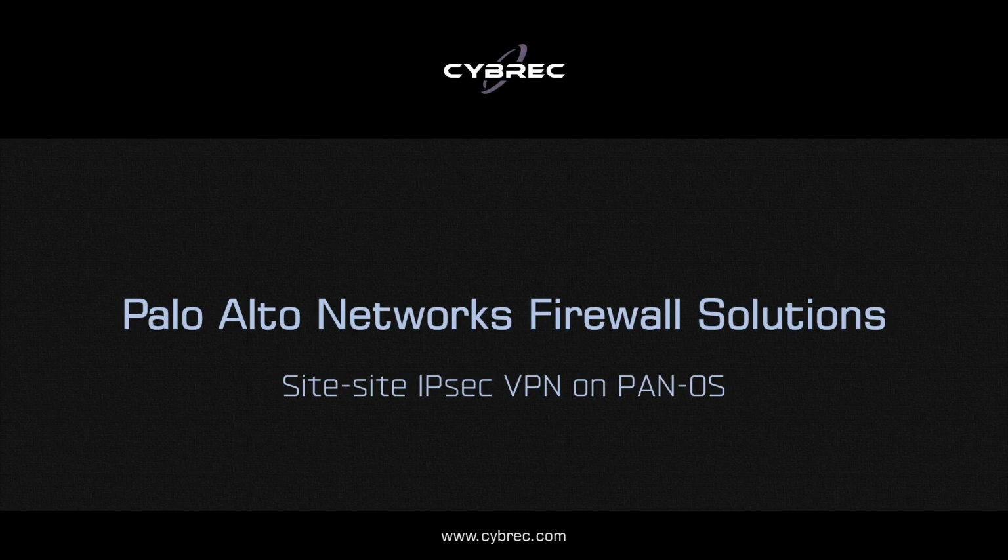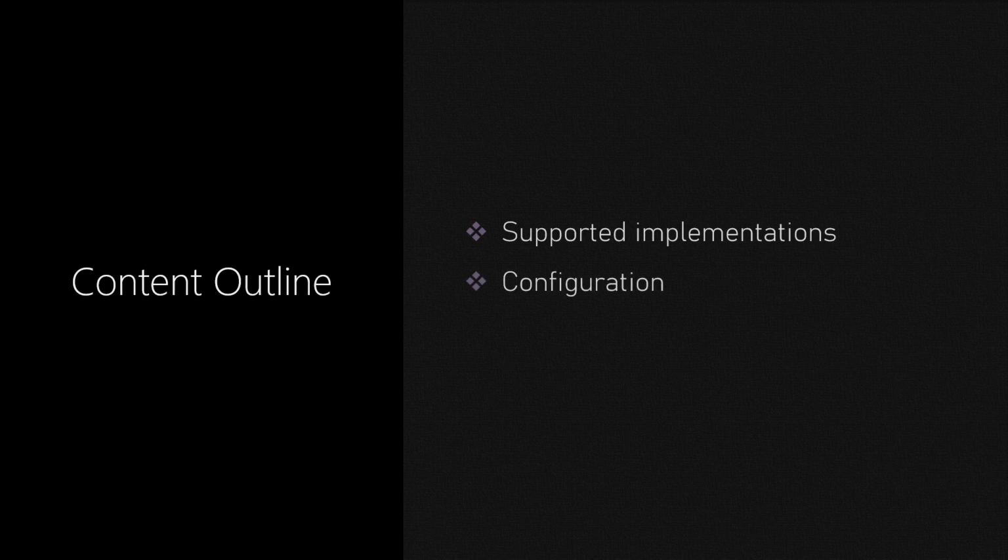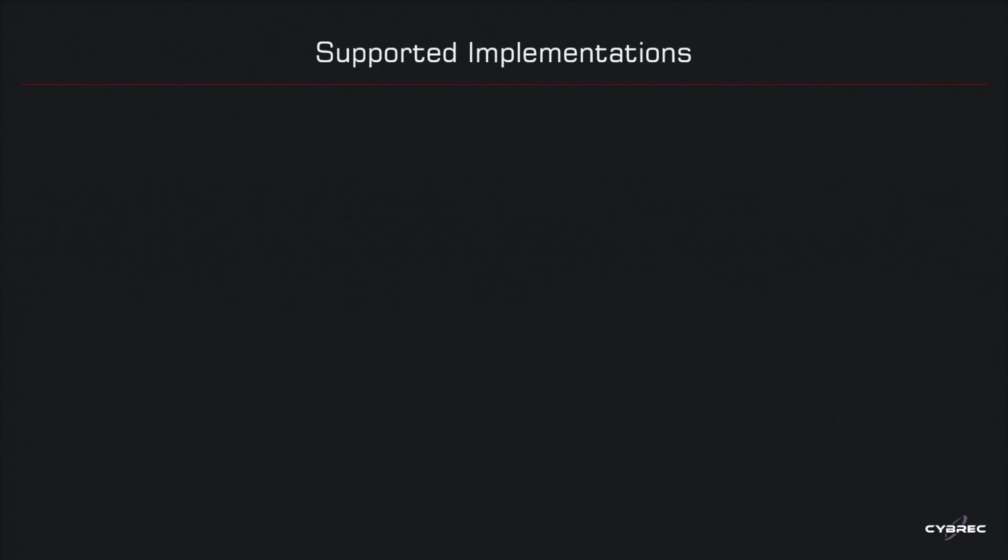Welcome back, everybody. In our next session, we will talk about a site-to-site IPsec VPN on PAN-OS. I'm going to start with an overview of configuration methods, and next we will take a look at configuration steps to finally look at a full example where I'm going to show you how to configure an IPsec site-to-site VPN tunnel between PAN-OS and a Cisco device.